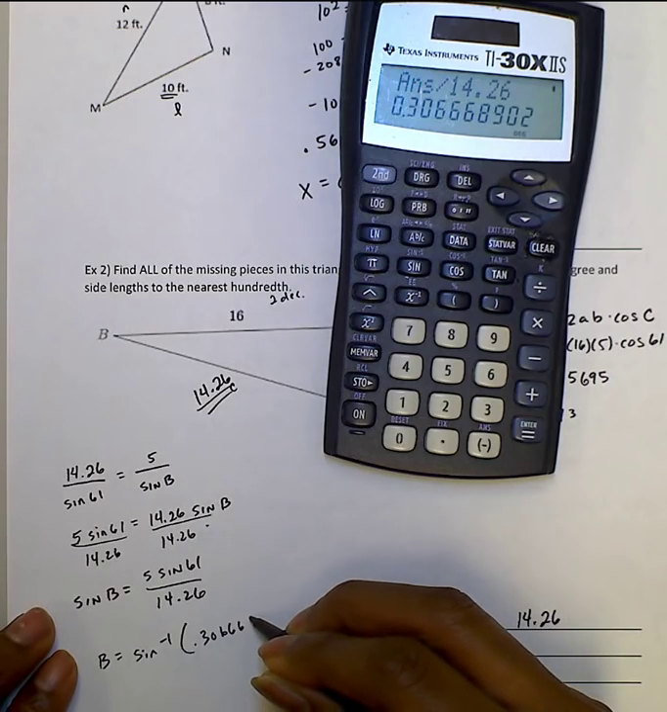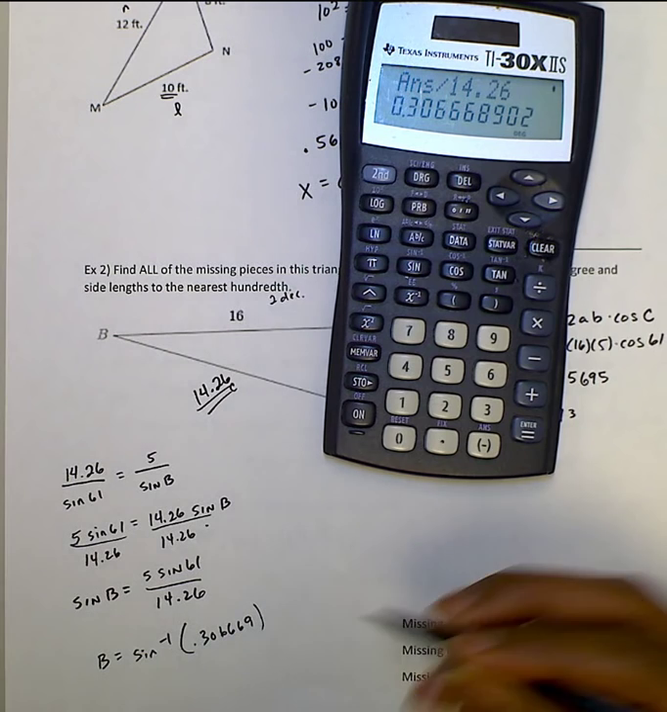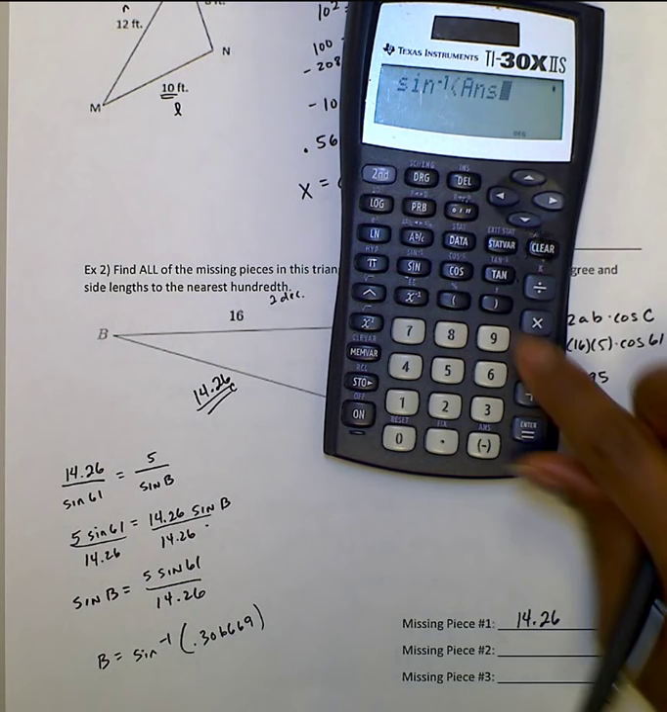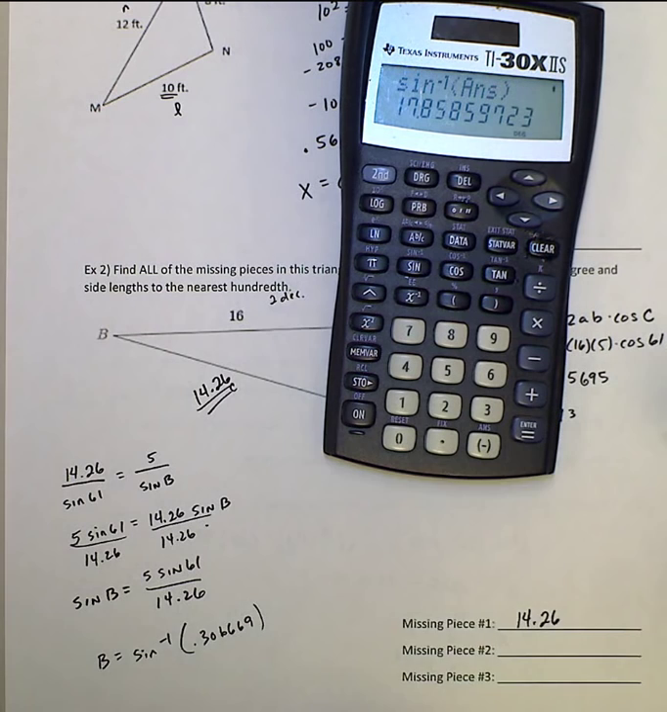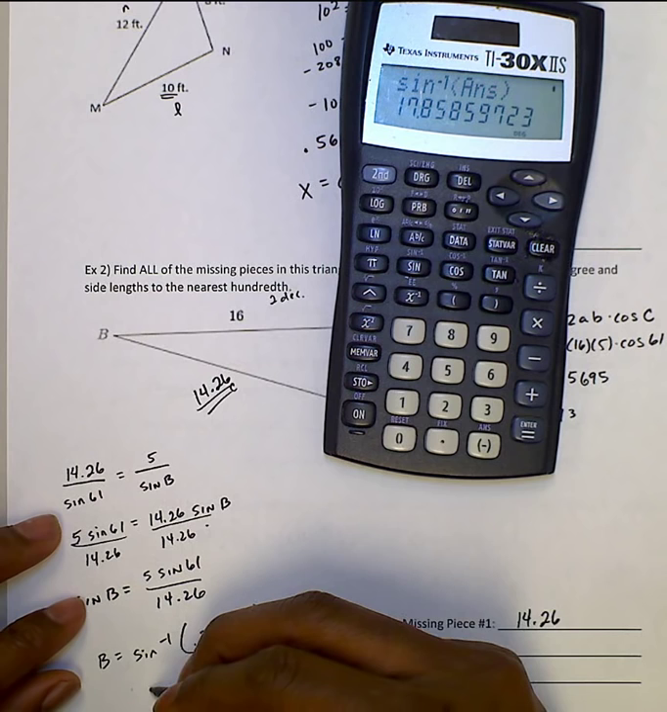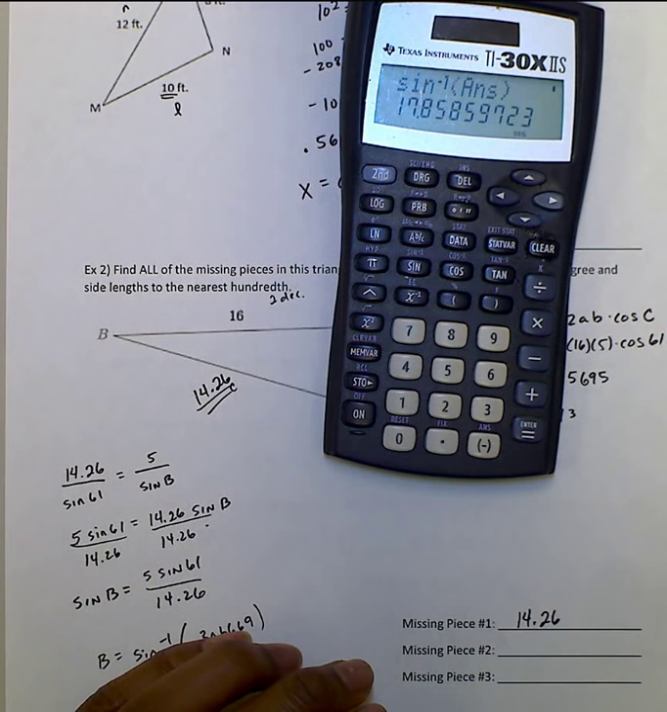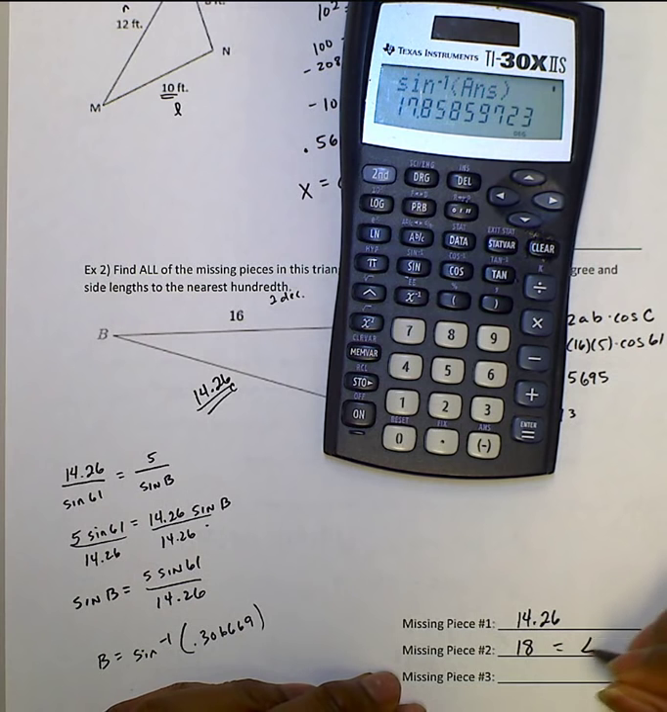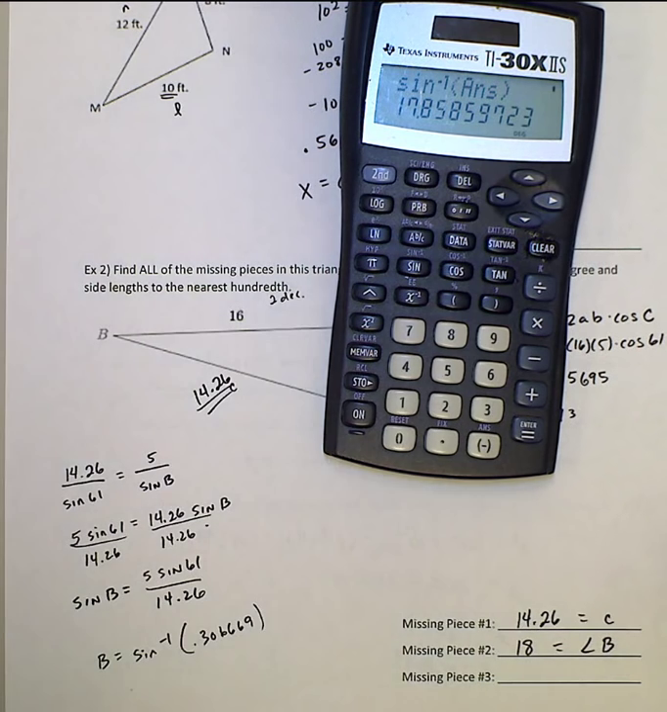I write all that down, but in my calculator, I'm just going to use second answer, so I don't have to retype it. And so I know that that angle measure is going to be 17.8, or 18 degrees. That's angle B, and this is side C.